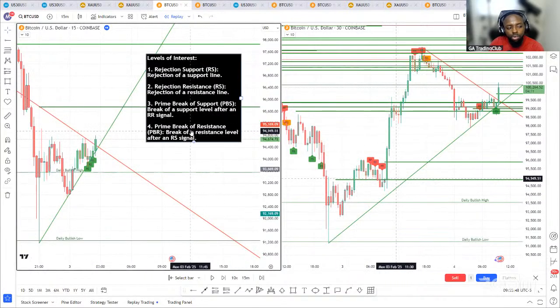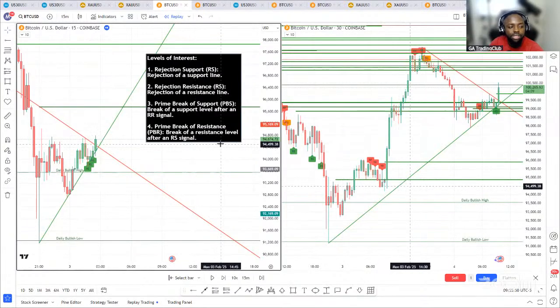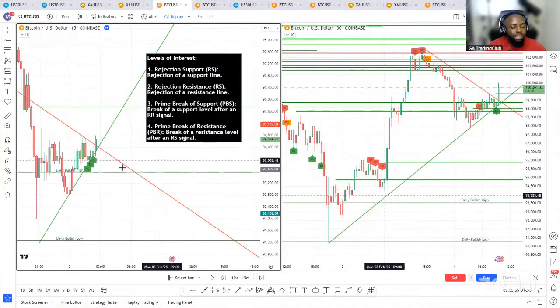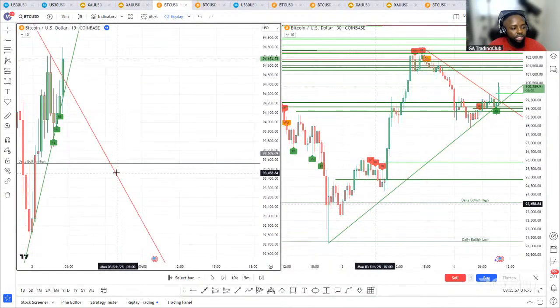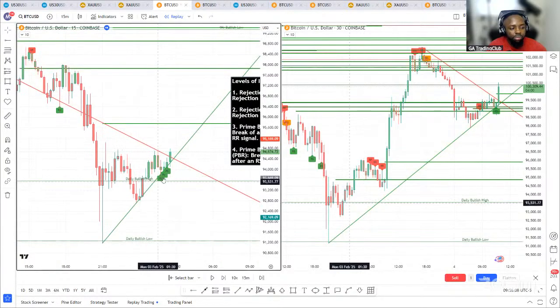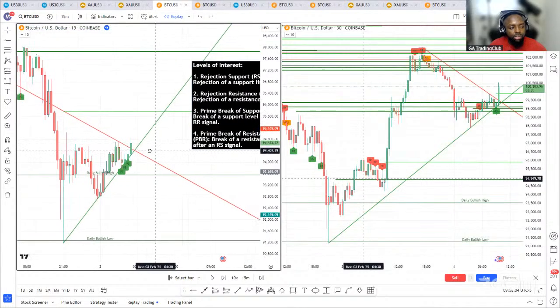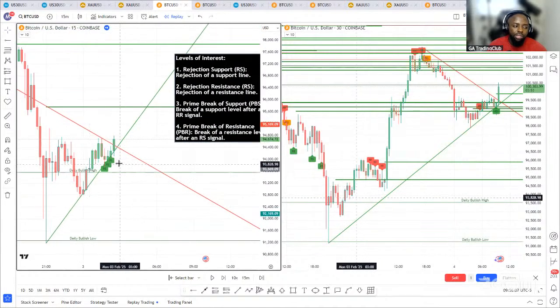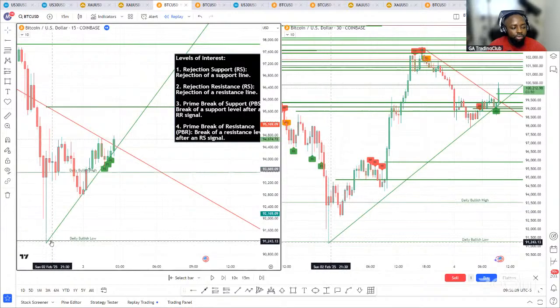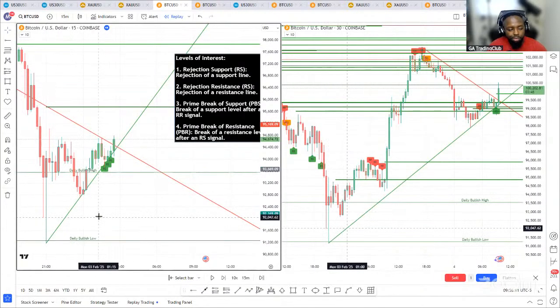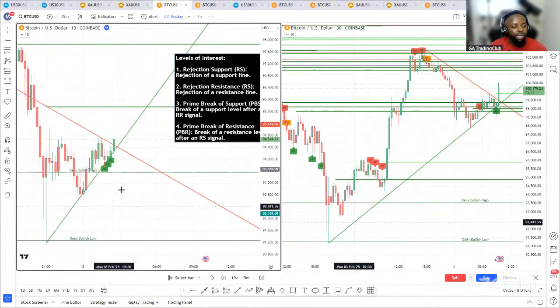Because remember, what is the prime break of resistance? The prime break of resistance is break of a resistance level after a rejection support signal. So we've had all this rejection support. This price is in an uptrend, and you have three back-to-back rejection support signals showing that price is in an uptrend. We already know that price came to this daily order block. And remember, daily order blocks are very rare to come by. They come by maybe once a month, or maybe even once every 2 months, daily, monthly, and weekly. So you want to pay attention to those.